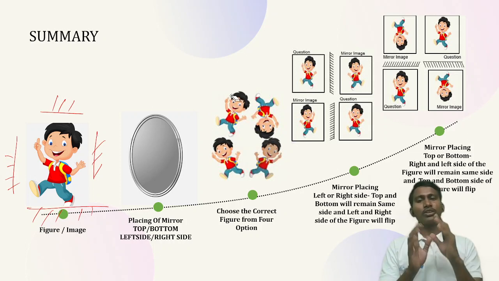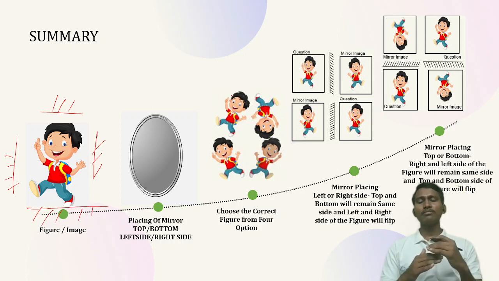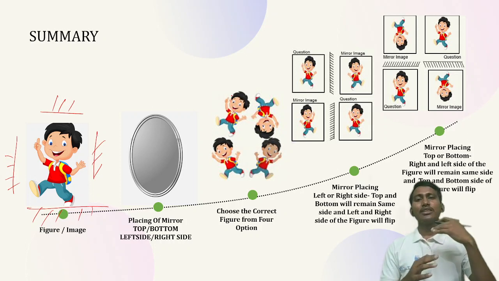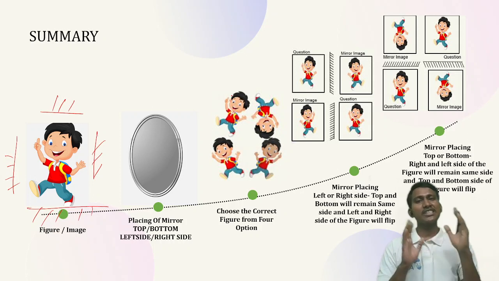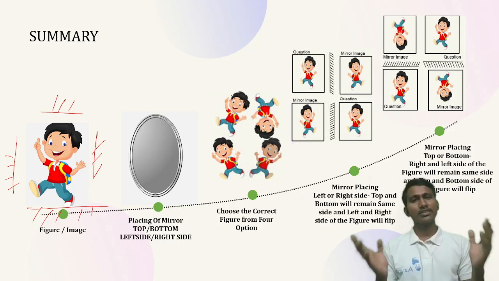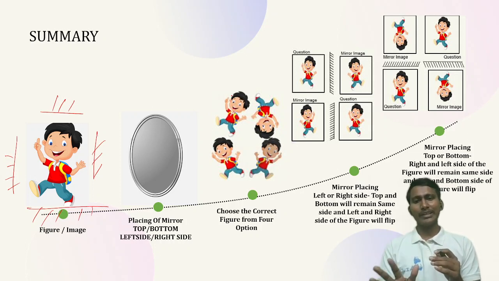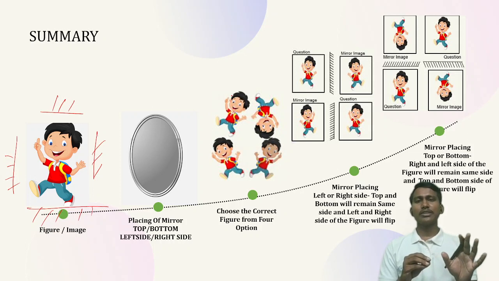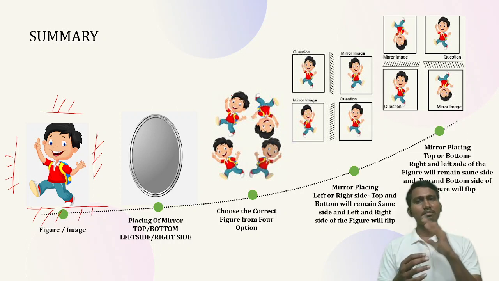So what we have to remember: if it is placed sideways, right becomes left, left becomes right. And if it is placed top and bottom, we have to flip it, that is up becomes down, down becomes up. What is near the mirror stays near the mirror, what is away from the mirror stays away from the mirror. And there should not be any element added or deleted. Everything will be in the mirror image also. If you remember it like this, it will be very simple and you can identify the mirror image of the given diagram. So understood everyone?